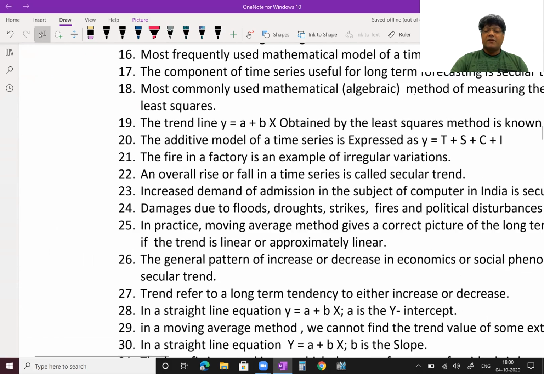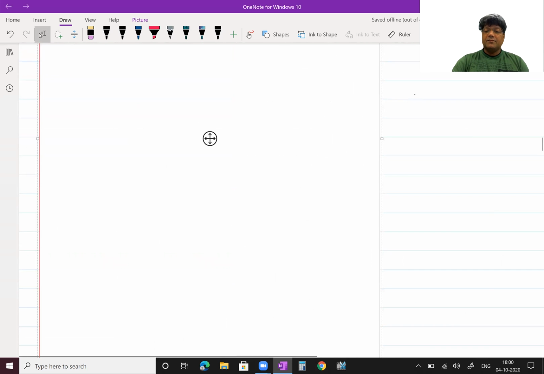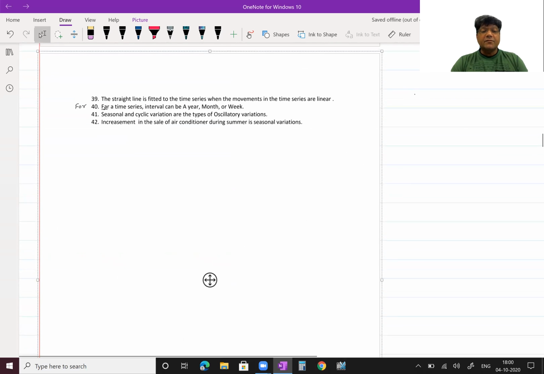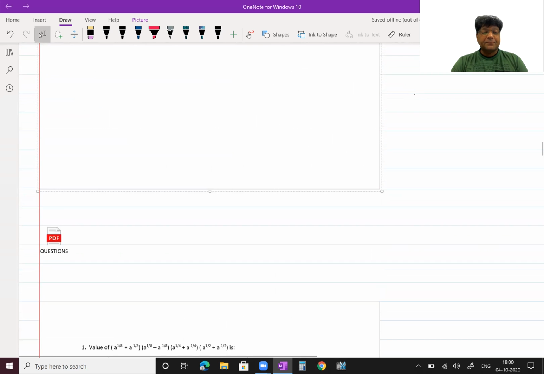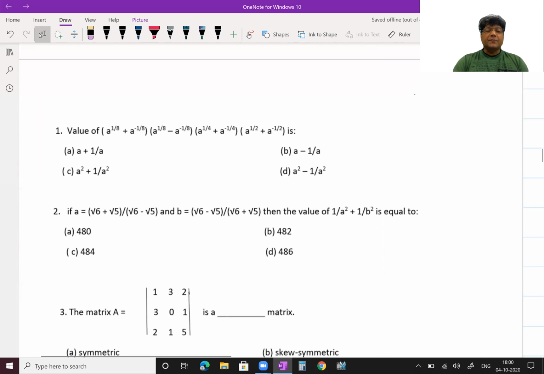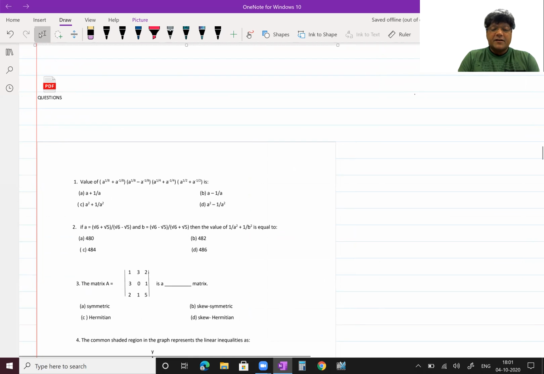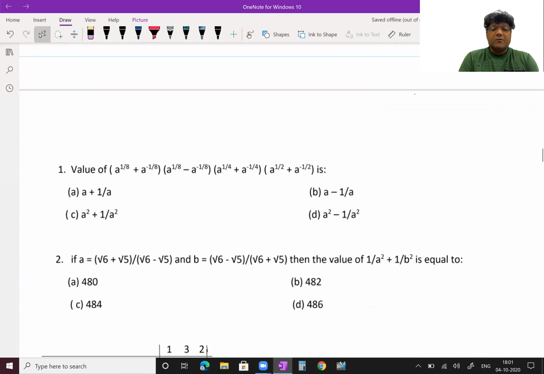Okay, guys, now I will start your questions. Your questions are, it's downloading, guys. Wait for a second. Yes, see, the first question: value of a to the power 1/8 plus a to the power minus 1/8. If a lengthy question comes, I will write on the right side. If it is a small question, I will try to do it here.